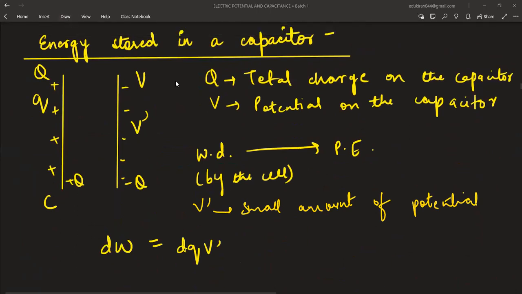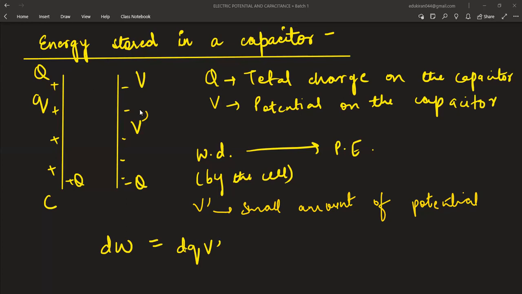See class, energy stored in a capacitor. So you have a parallel plate capacitor. Q is the total charge on the capacitor and V is the potential of this capacitor. Now we are calculating the work done, that is the potential energy stored by the cell. So basically from 0 to this Q value, the charge goes up.